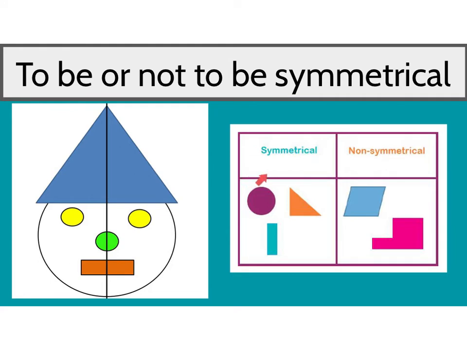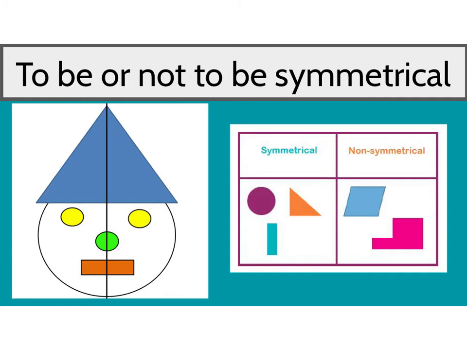Now, if we take a look here at the right, we have a little table here, symmetrical, non-symmetrical. So if we look at this side, we have a circle, we have a triangle, we have a rectangle. All three of these shapes I could draw lines of symmetry or fold that shape on a line and it would line up exactly in the same spot. So a circle, for example, has many lines of symmetry. We could fold the circle on lots of different lines and we would be able to line that up exactly on the fold.